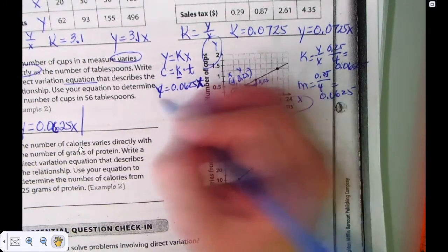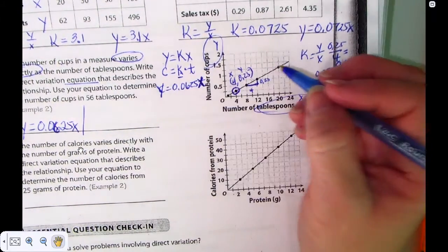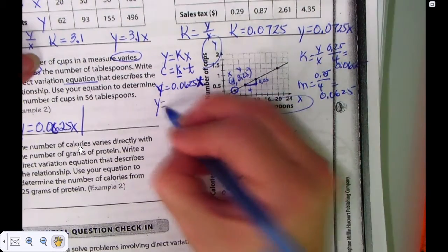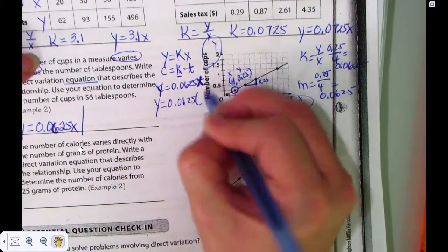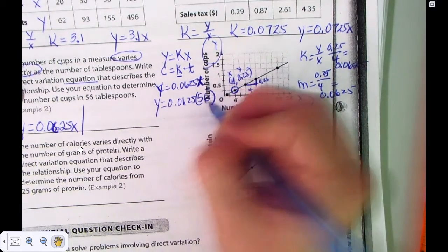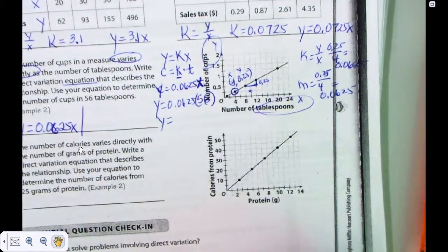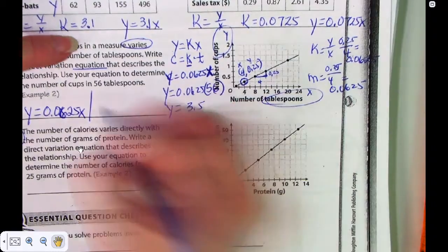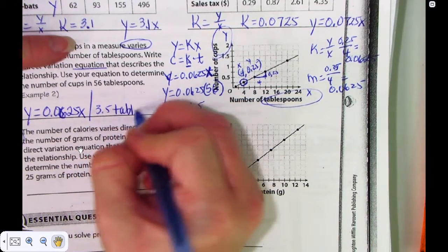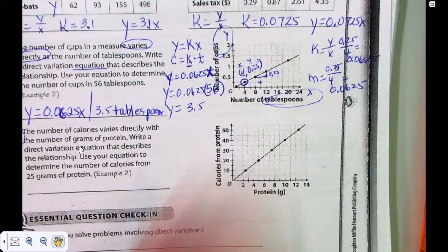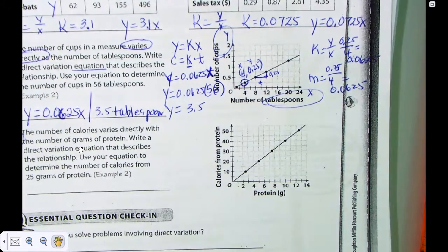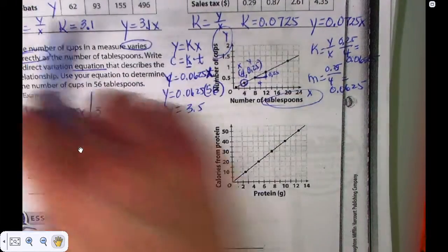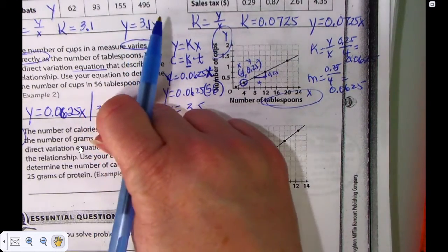Which one's cups? Think. Y equals 0.0625 times 56. So what's 0.0625 times 56? Good. 3.5 tablespoons. Who got both of those answers right? Look at the hands. I love it. Who got one of these right? You got that right? Didn't miss that? How'd that happen?